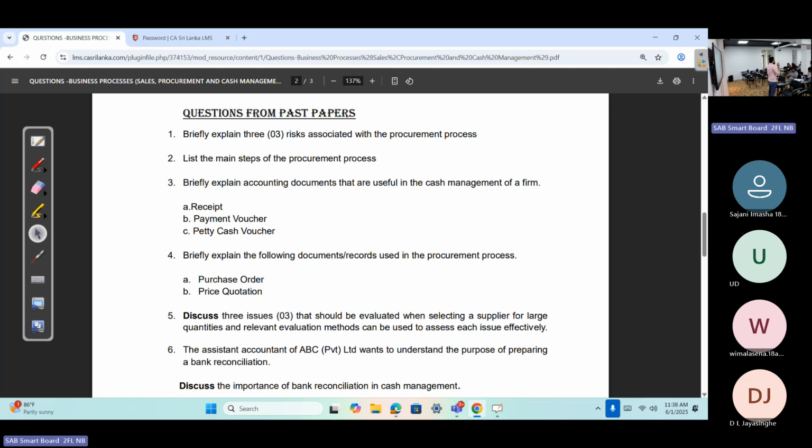Even marks are given for that. If you have been asked to write state, list, or provide, then you just write the points. That is enough. So here we have been asked to list the procurement process steps. Identify the need for purchase. Make inquiry about price and quantity. Receiving quotation. Supplier selection. Confirming the order through PO.